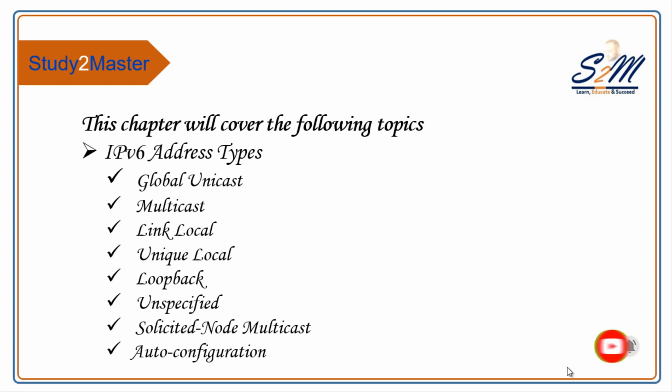This chapter will cover the following topics: IPv6 address types, global unicast address, multicast address, link local address, unique local address, loopback address, unspecified address, solicited node multicast address, and auto configuration. Now let's jump in and start. In today's lecture, we just cover the global unicast.